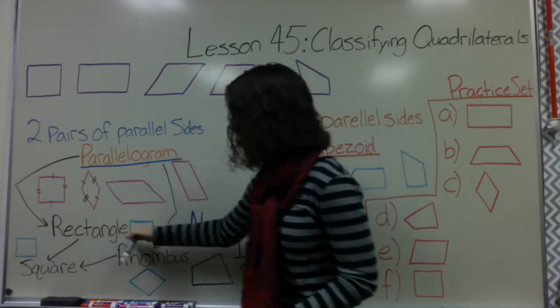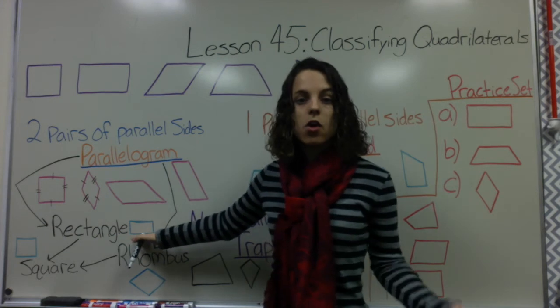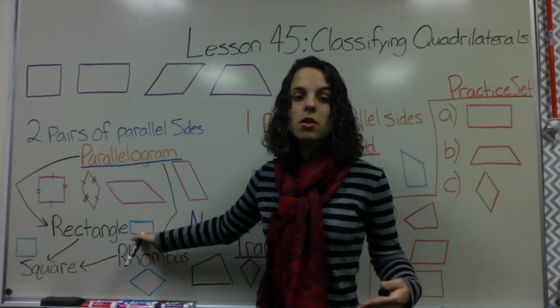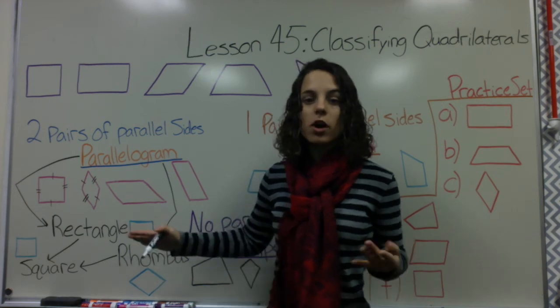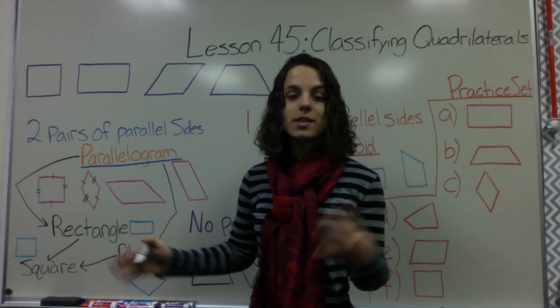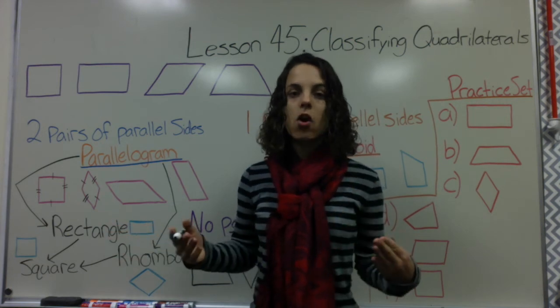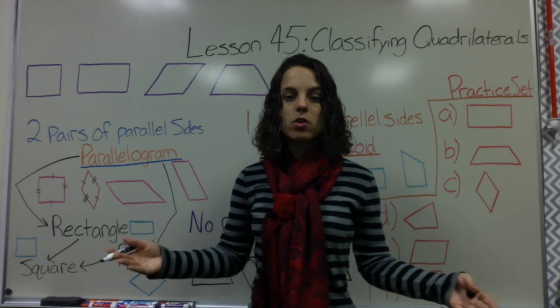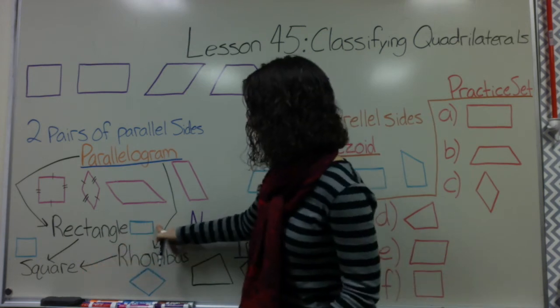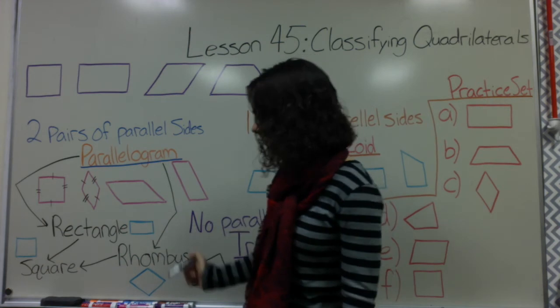We have rectangles. In a rectangle, by definition, this might be important to write down, a rectangle means that it has four congruent angles, primarily four right angles. That's all it takes to make a rectangle. As long as you have four right angles, it is by definition a rectangle. So this is an example of a rectangle right here.